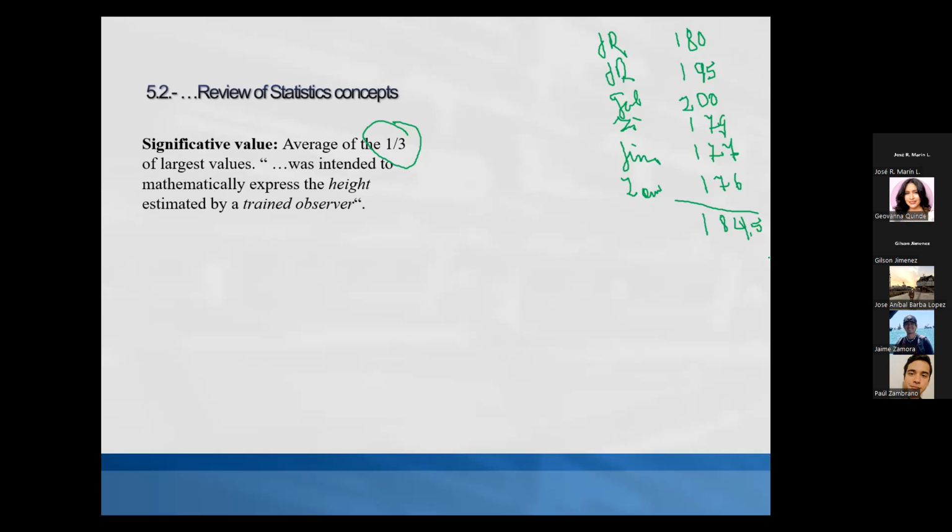And people found that what the trained observer was reporting was simply what later on we call the significant value. He didn't know it, but what he did was report the average of 1/3 of the largest values, okay? And from that point, we used it quite often, okay?